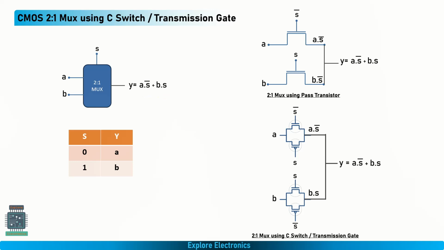So if you implement this, what is required? To get A dot S bar, we require one pass transistor. To get B dot S, we require one more pass transistor. To get this plus functionality, we need to connect those two in parallel, right?